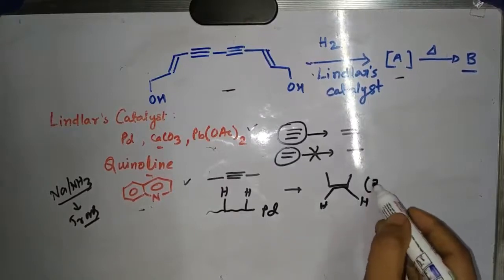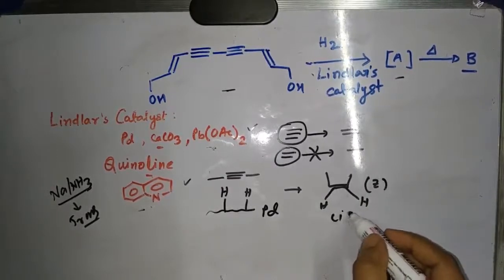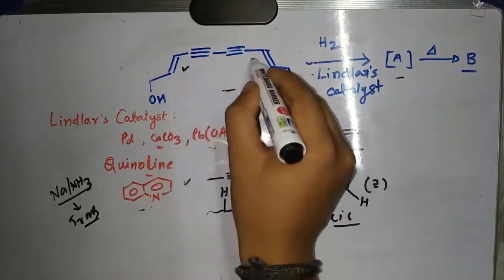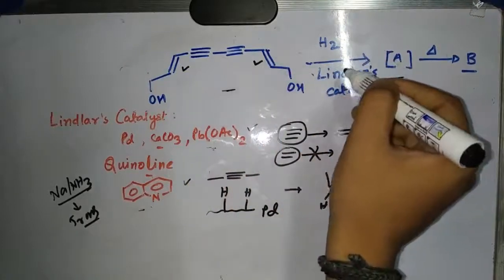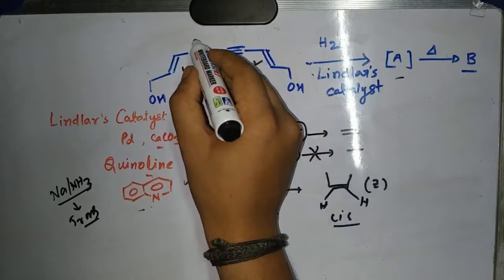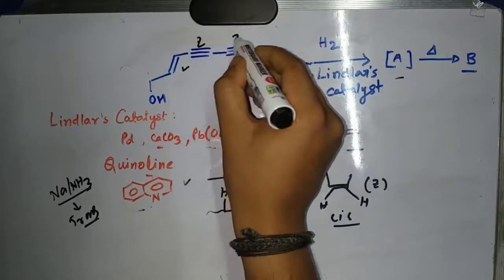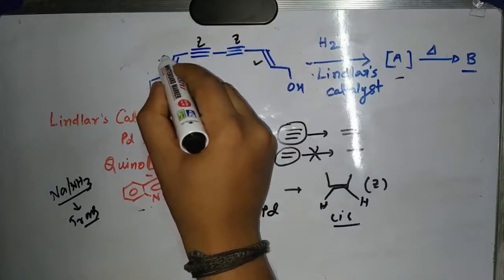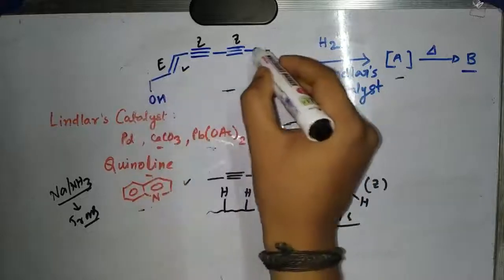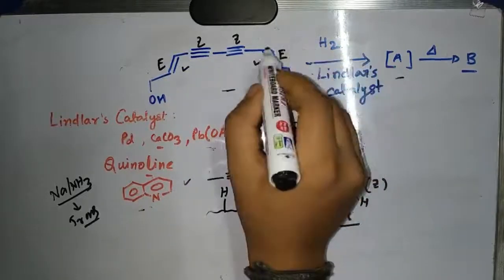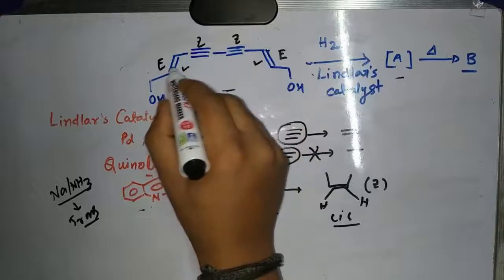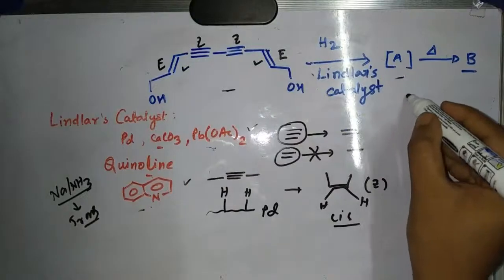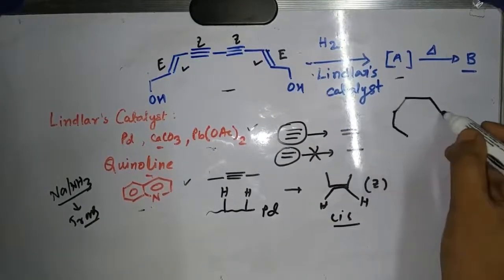So this is a Z isomer, and we will get the cis isomer selectively. In this starting material, the two alkenes will not react with Lindlar catalyst, but the two alkynes will react and give cis geometry, so it will give a Z isomer. And the two alkenes already in this starting material are E isomers, because this is trans and this is also trans. So the product will form in such a way that the terminal alkenes will be E isomers and the middle alkenes will be Z isomers. So this will be the product structure.